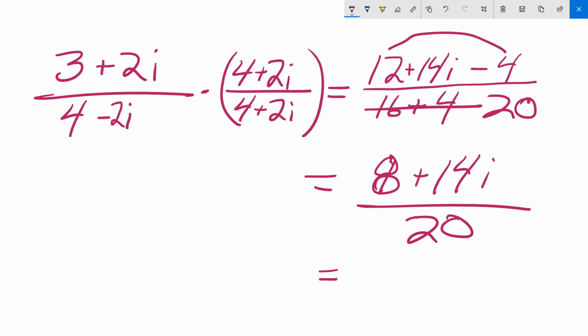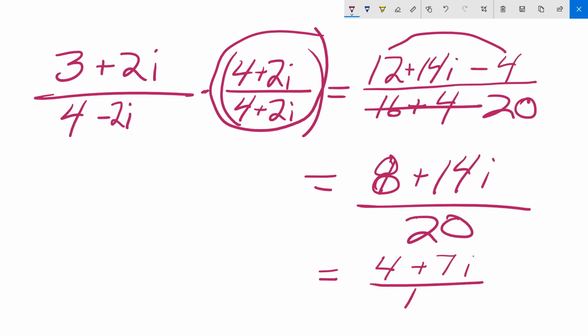Take out a 2. Well, when you say take out a 2, what you really mean is divide top and bottom by 2. Which is the same as multiplying that fraction by 1 or dividing it by 1. Just like you can multiply any fraction by the number 1, you can divide any fraction by the number 1. So if I'm going to divide top and bottom by 2, what do I get? You're going to get 4 plus 7i over 10.